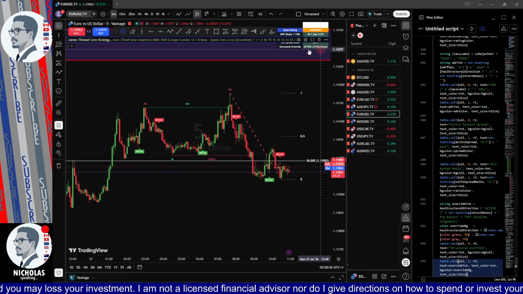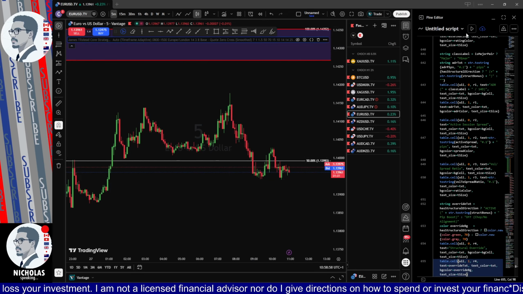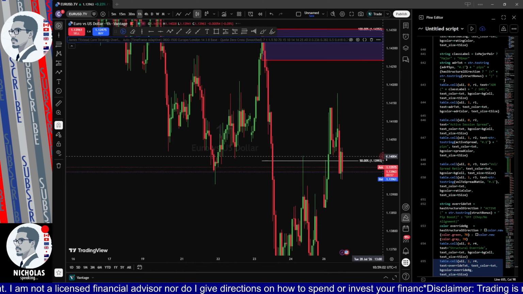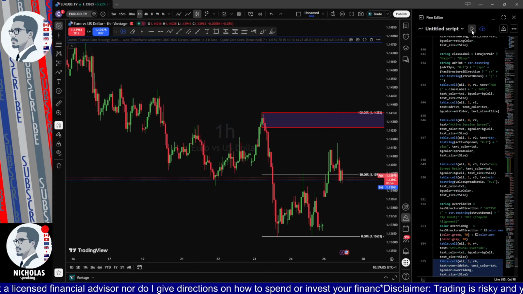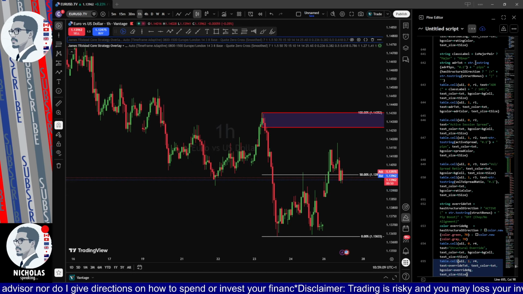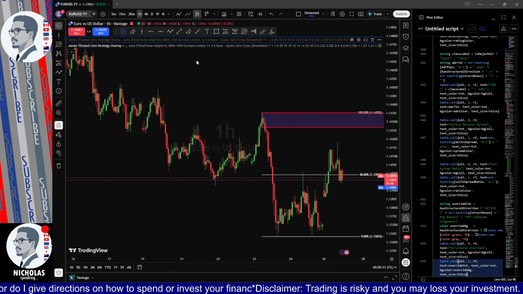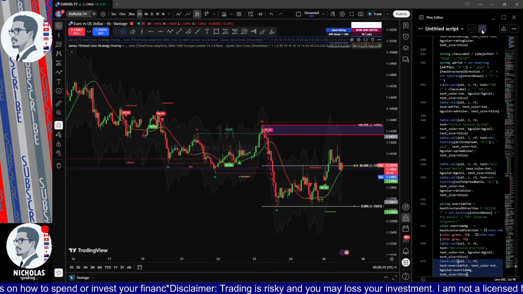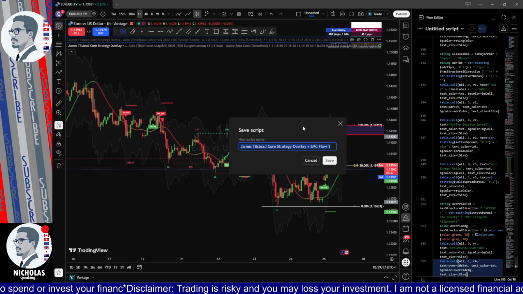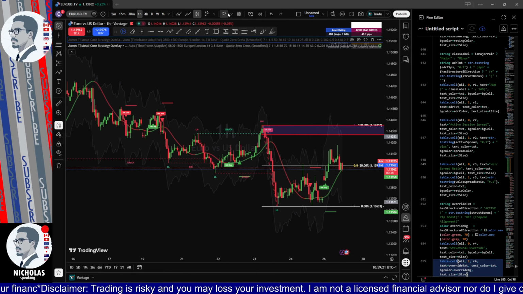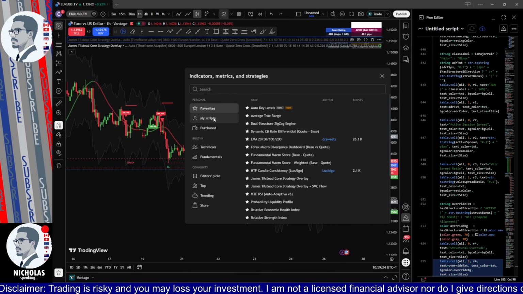So when you do this, I'm going to turn off the one I already have. Right, this is the clean chart. So what you do is you hit the play icon. When you hit the play icon, the compiler compiles it and finally imports it onto your chart. You could save it by hitting the save script and saving it with a name. I already have it saved. When you save it, it becomes part of your scripts.